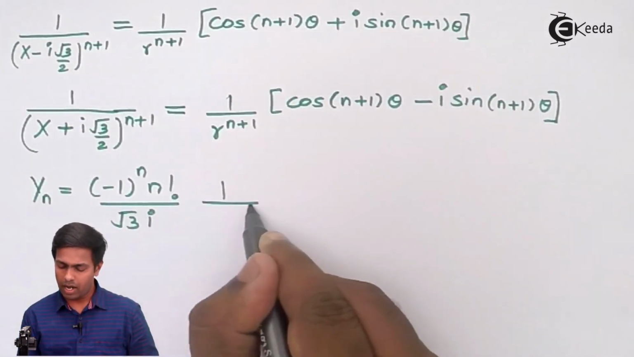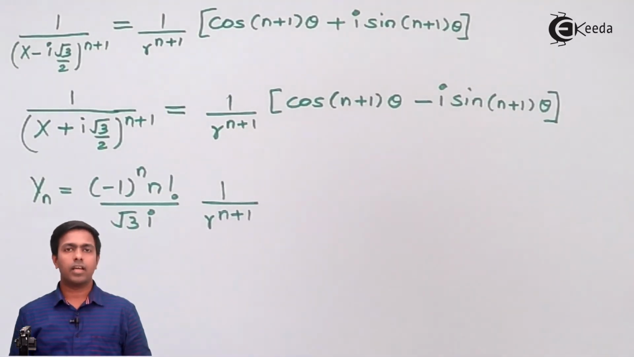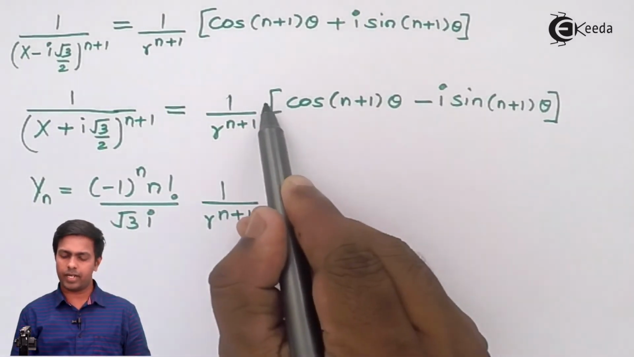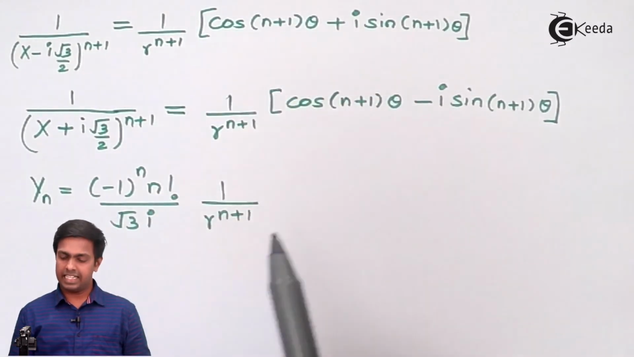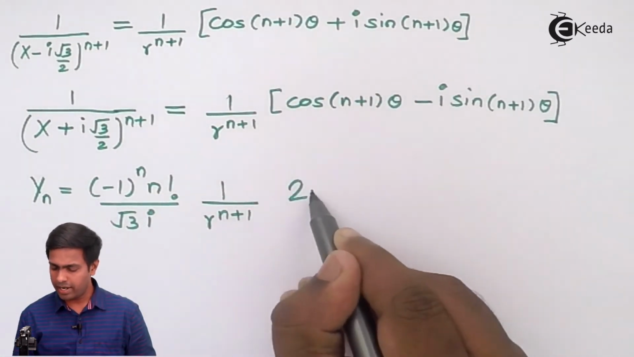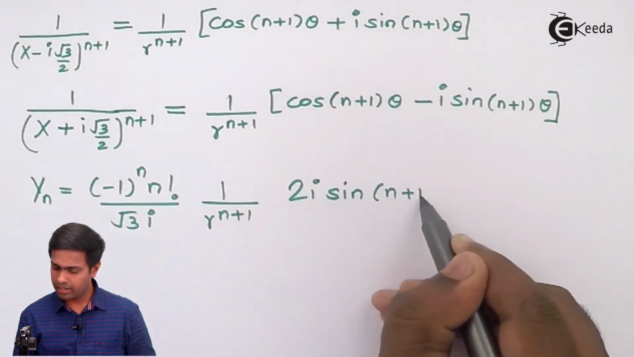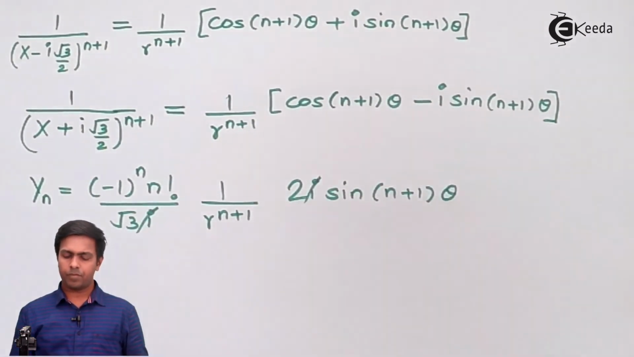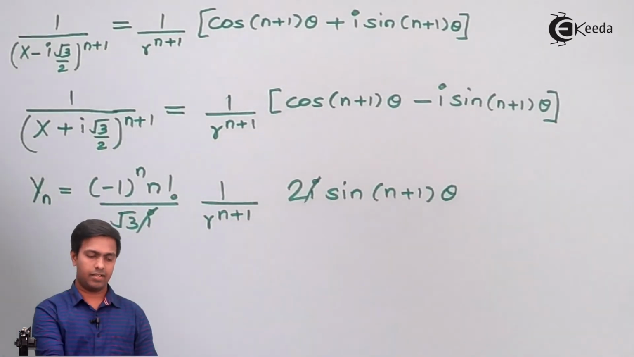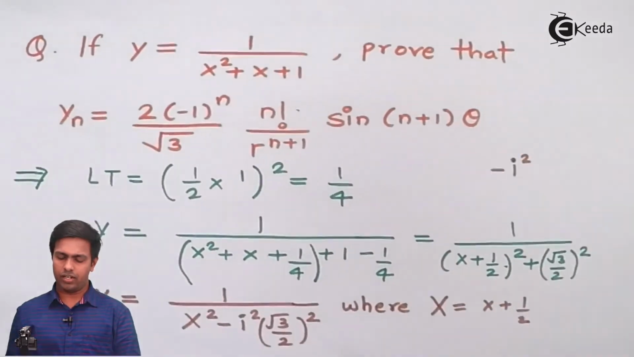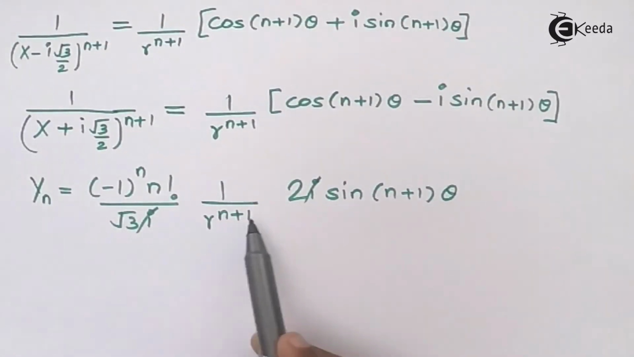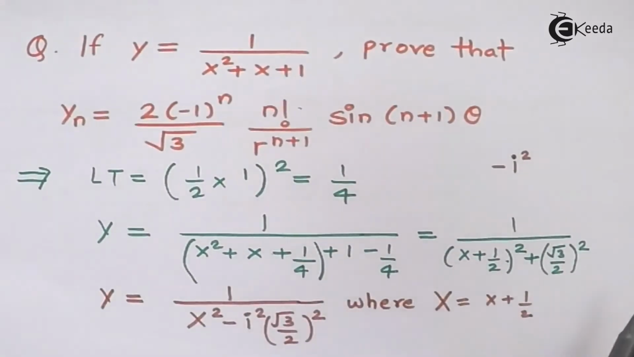So 1 upon r raised to n plus 1 is common. If I subtract these two values, cos and cos will be cancelled, this will become positive, so we will get 2i sine of n plus 1 theta. Now guys, we'll cancel i with i, and this 2 will come here. If you observe the question, then we got the solution. So it means we have proved that the value of y n is 2 upon root 3 into minus 1 raised to n into n factorial upon r raised to n plus 1 sine of n plus 1 theta.